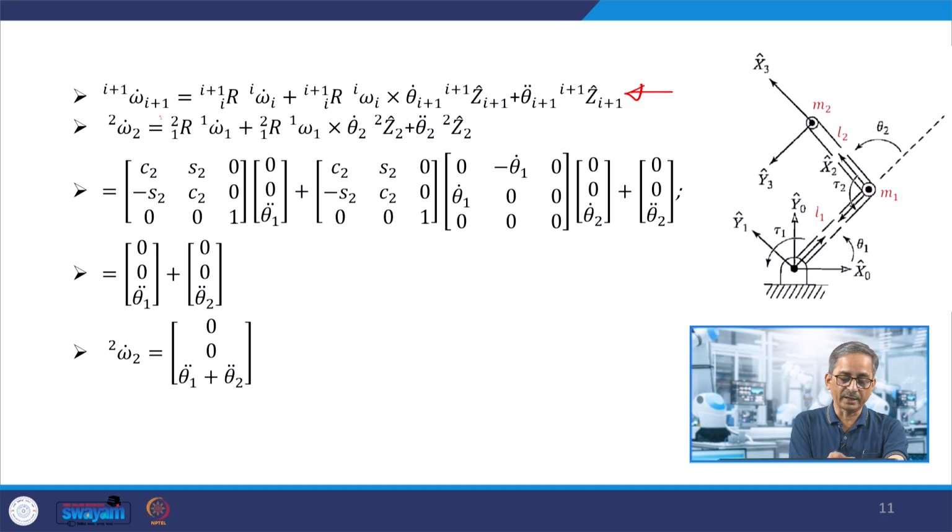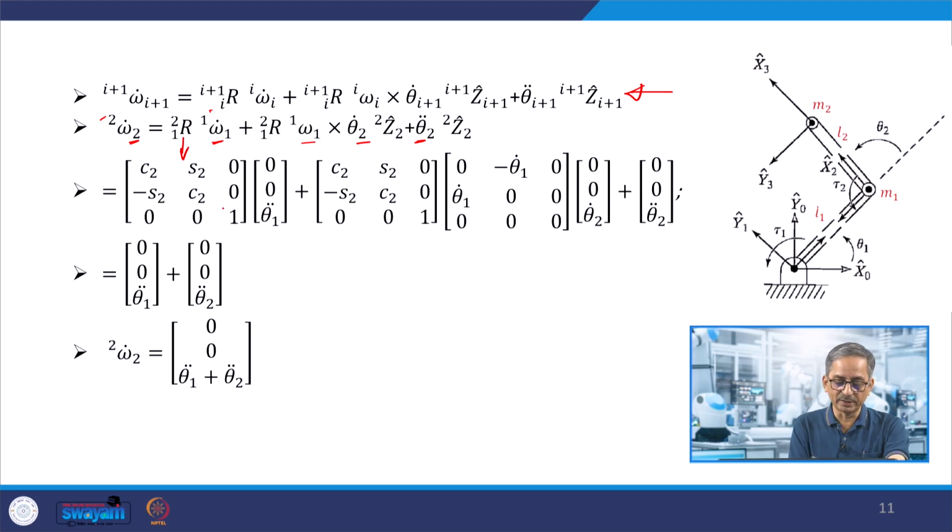Okay. So, I can again put i equal to 1 here. So, omega 2 derivative is omega 1 derivative, right, plus you have the theta 2 double derivative here, and you have the omega 1 cross theta 2 dot term over here, everything expressed in terms of the second frame. Here omega 1 is represented in terms of its own frame, so that is 1. All right. Now, we can put in these values.